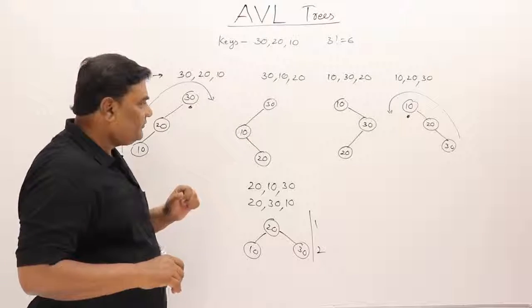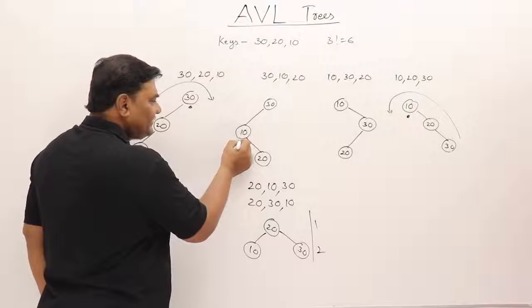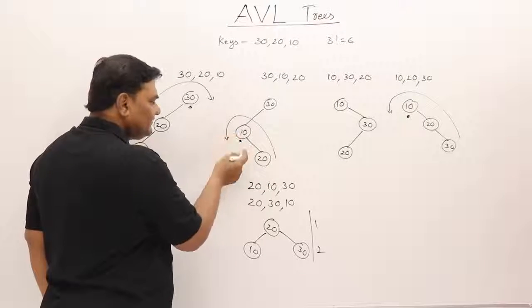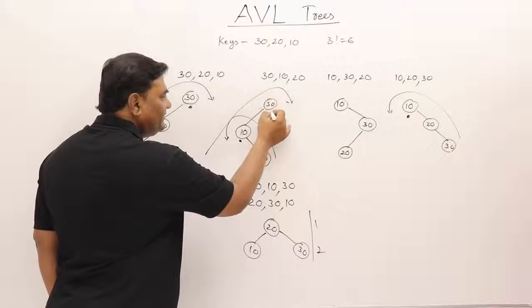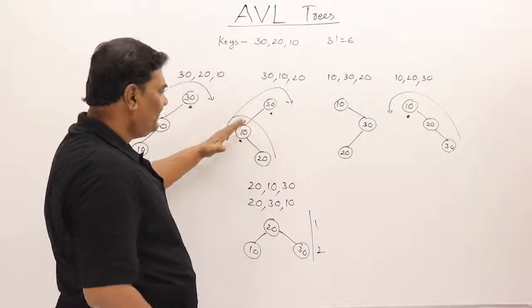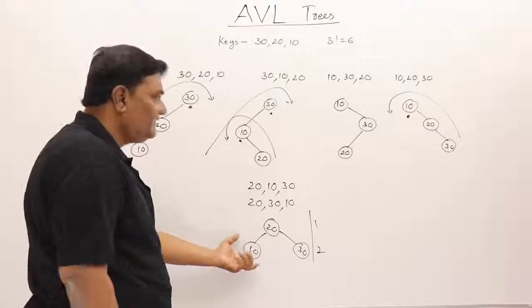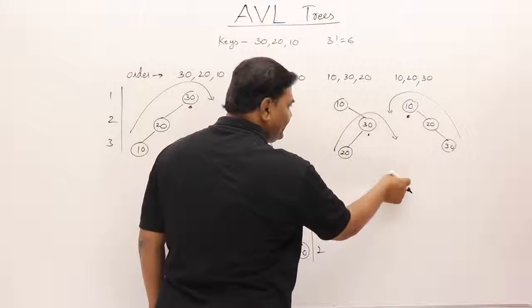Then how about this? How do you perform rotation? In one step we cannot do it. First we rotate around this 10. So 10 will come this side and 20 will come up. Then we rotate around this 30. So 30 goes this side, 20 will move up and 10 will remain on the left hand side. So we get this shape. And here also, around 30 we rotate in this direction.